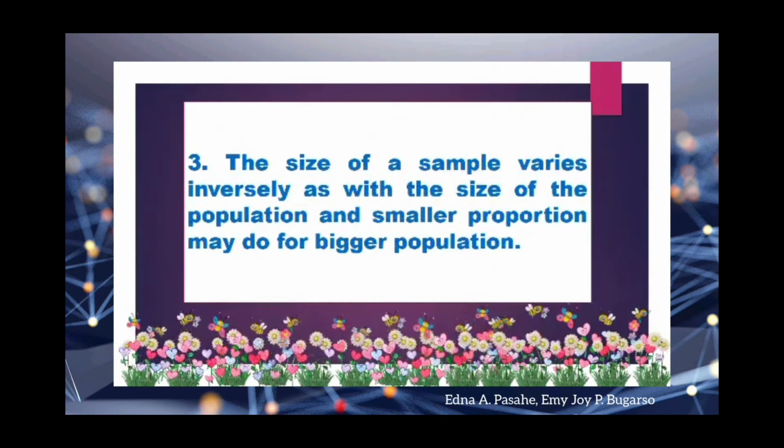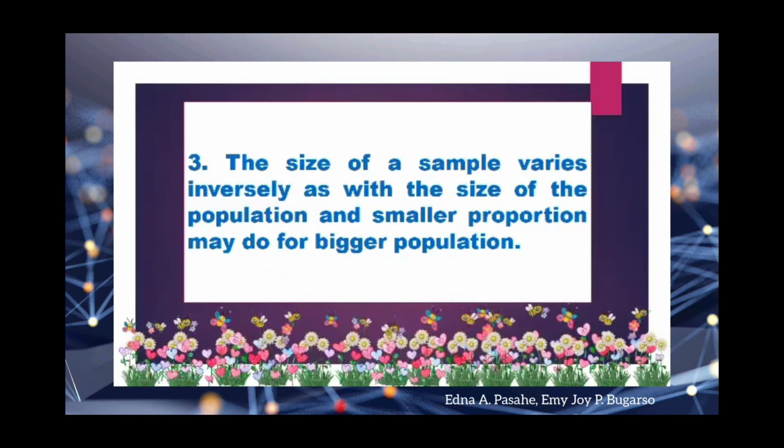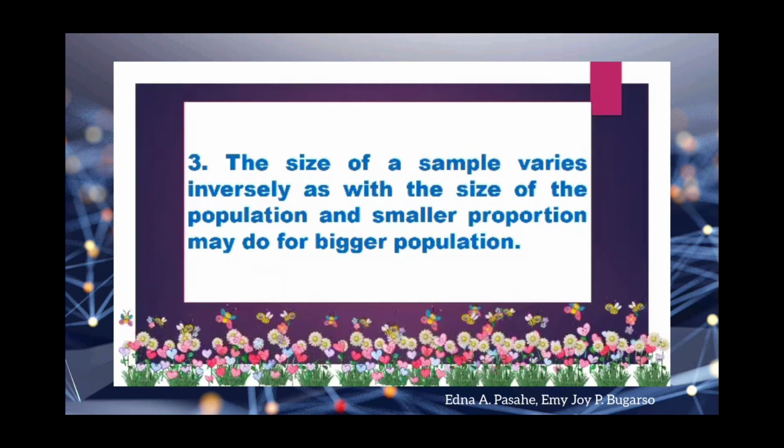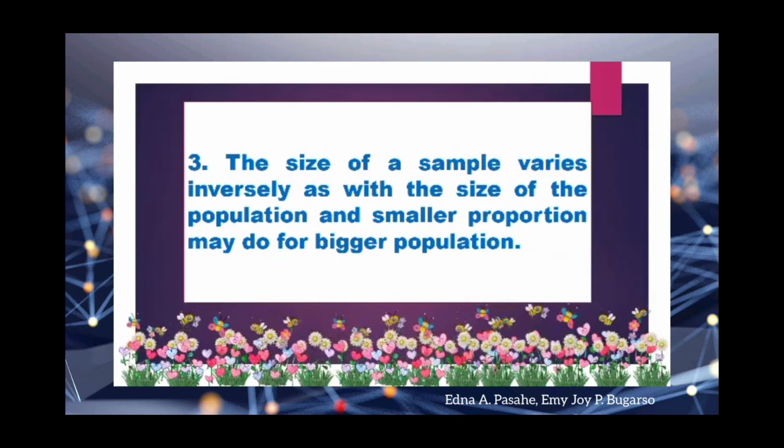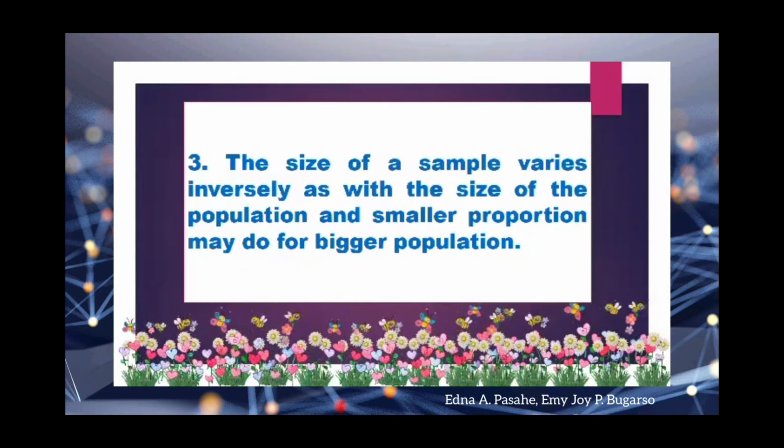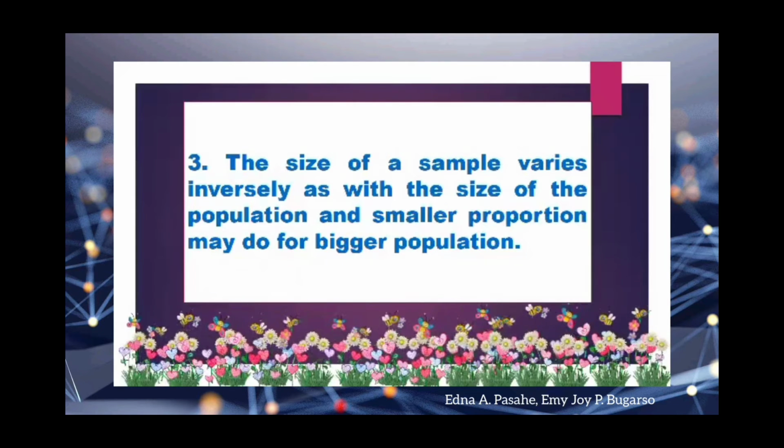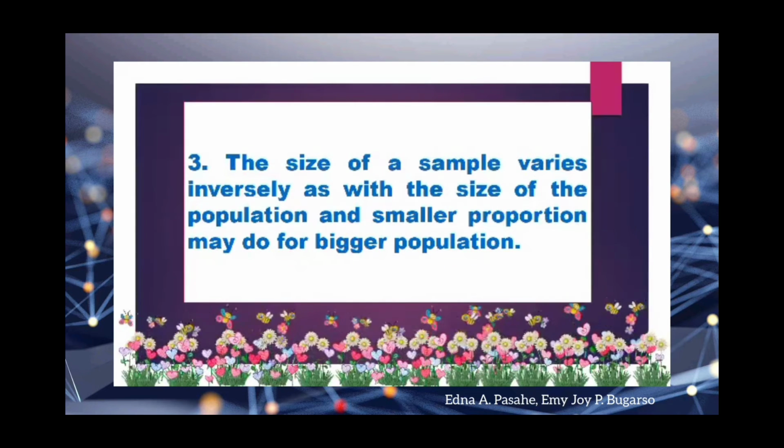The third one, the size of the sample varies inversely with the size of the population. A smaller proportion may do for a bigger population, meaning a larger proportion is required for a smaller population. Like for example, if you have a population of 5,000, a sample of 10% may do. But for a population of 500, a proportion of 30% may be required.